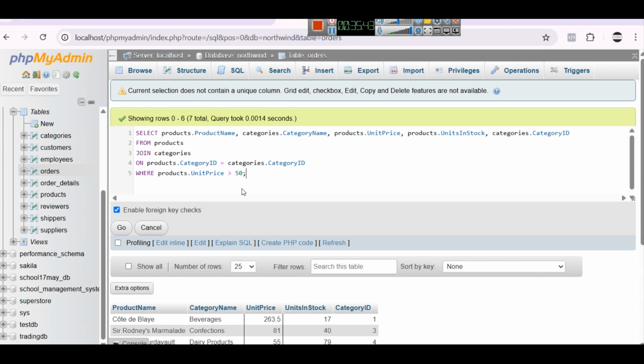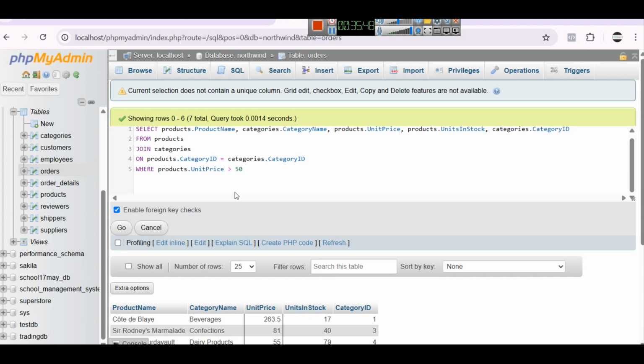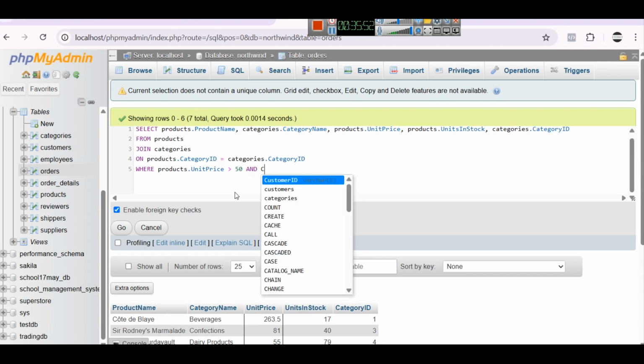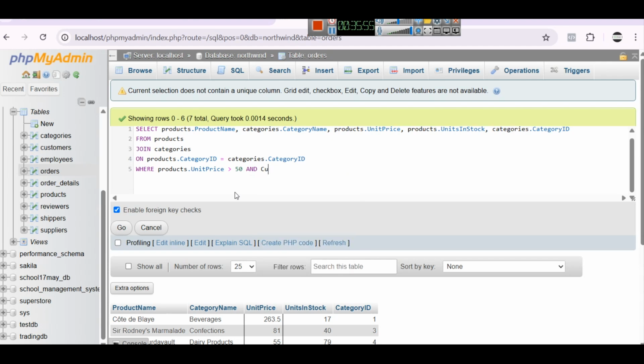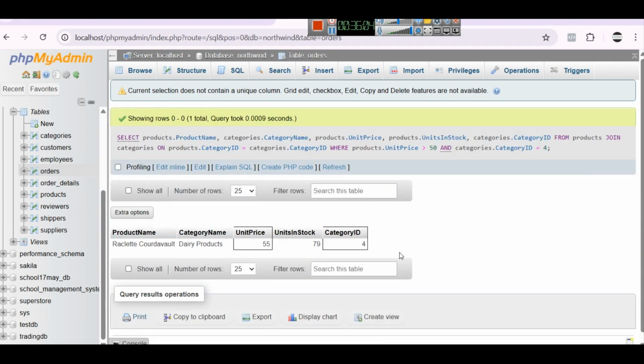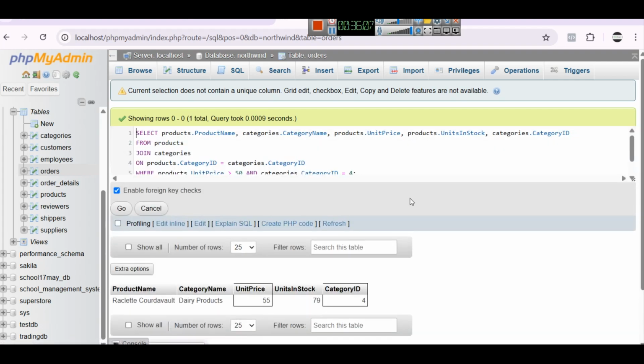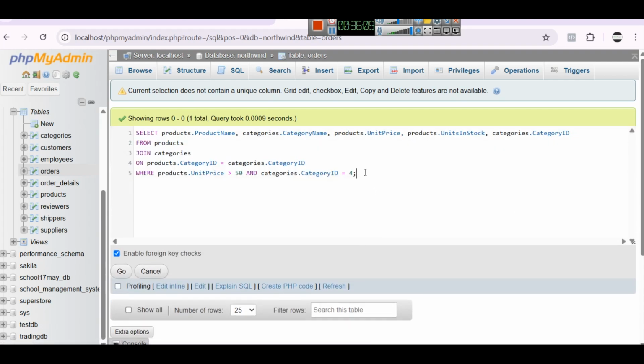And let's say we have to apply multiple conditions, that where products dot unit price is greater than 50 and categories dot category ID equal to 4. So if you have to apply multiple conditions, you will apply it like this, and this will be your answer. Just remember, whether it's on or where, anywhere you are using the column name, you write the table name.